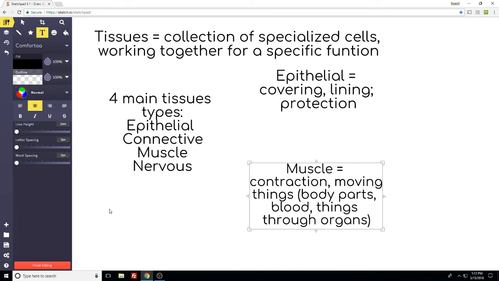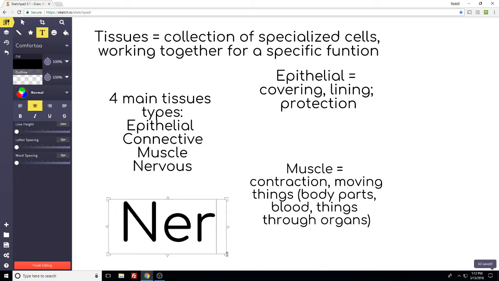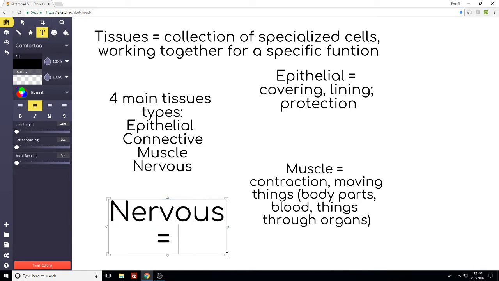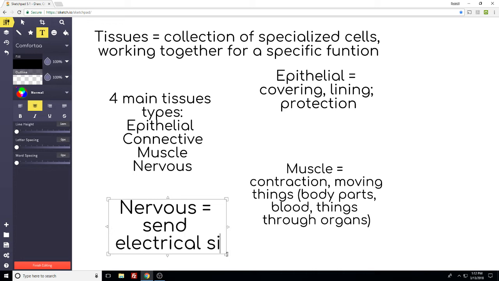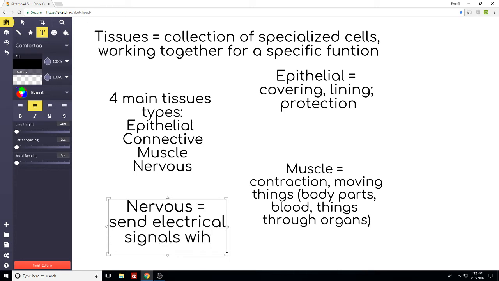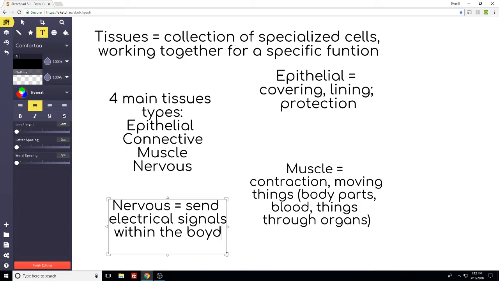The last one there, nervous tissue. Nervous tissue is going to be specialized to send electrical signals within the body. And the nervous system is one of the internal communication systems within the body. So sending these electrical signals within the body is going to be a way that your body has to communicate with other parts of the body.